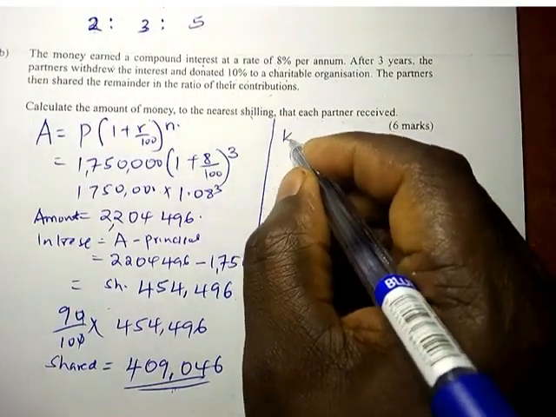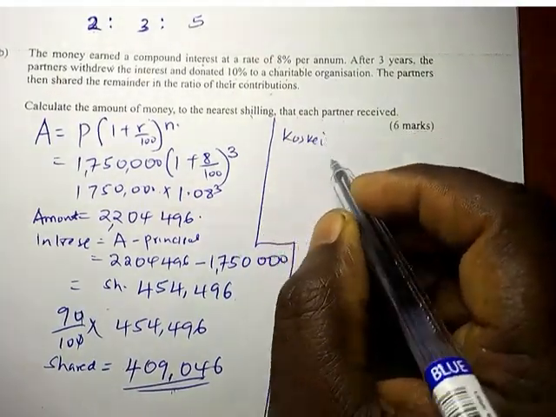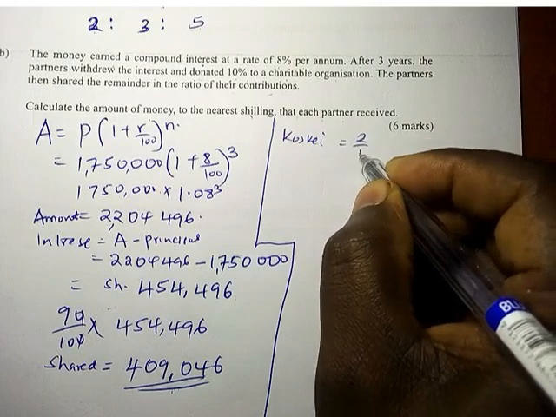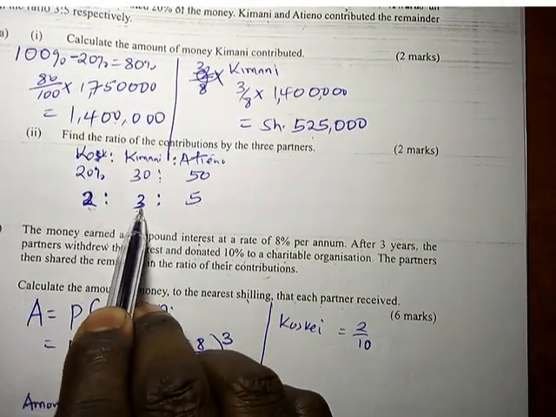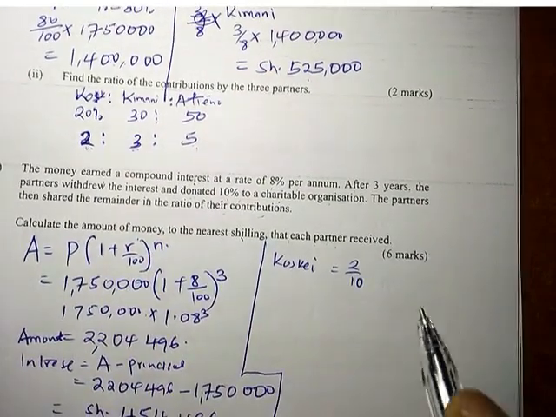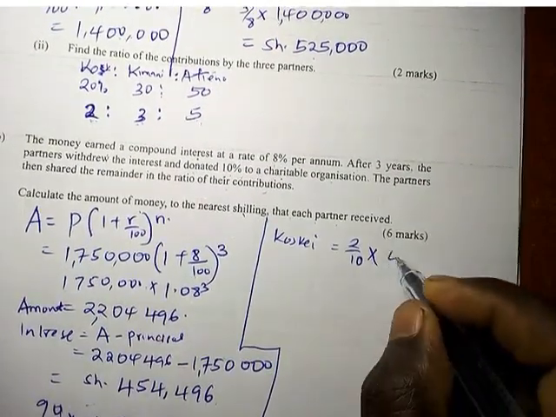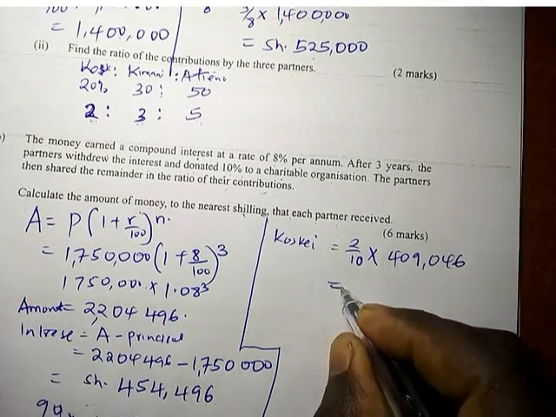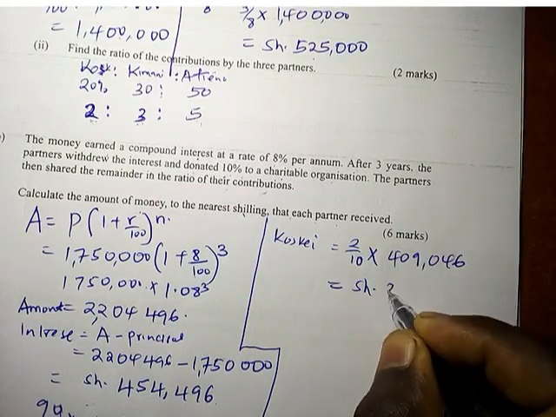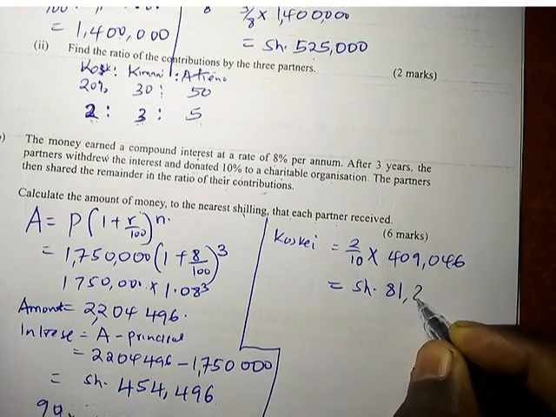So Kosike will get 2/10 because the ratio is 2 plus 3 plus 5, that is 10, times 409, 0.46. That one will give us Kenya shillings 81,809.